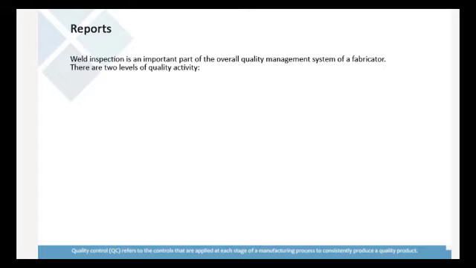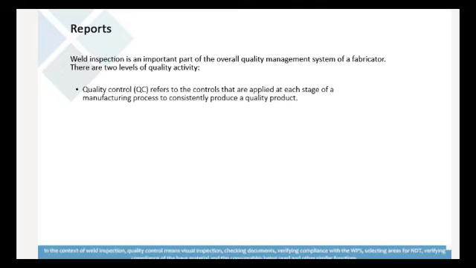Weld inspection is an important part of the overall quality management system of a fabricator. There are 2 levels of quality activity. Quality control refers to the controls that are applied at each stage of a manufacturing process to consistently produce a quality product. In the context of weld inspection, quality control means visual inspection, checking documents, verifying compliance with the welding procedure specification, selecting areas for non-destructive testing, verifying compliance of the base material and the consumables being used and other similar functions. This is usually carried out by the manufacturer or fabricator.